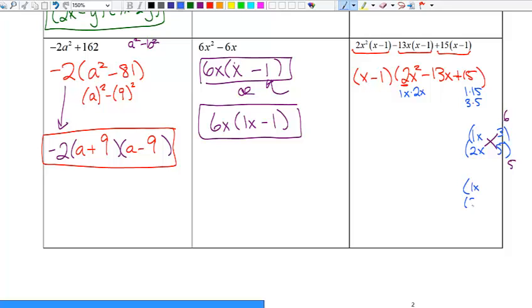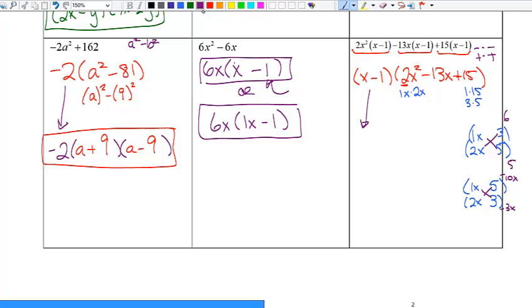So let's try another one. Let's rearrange those, and let's put the 5 on the top and the 3 on the bottom. Again, I'm not sure if this is going to work. I'm getting 10x and 3x. Yep, 10x and 3x does add to negative 13. The positive on the 15 says my signs are the same, so they're either both positive or both negative. In this case, they both have to be negative in order to add to negative 13.